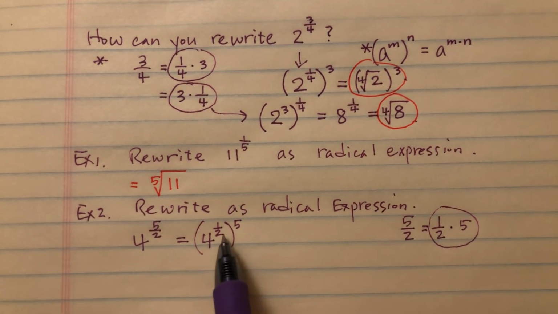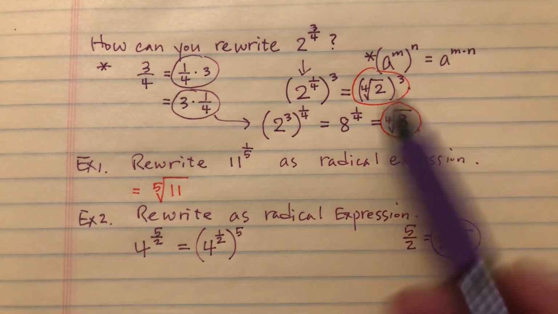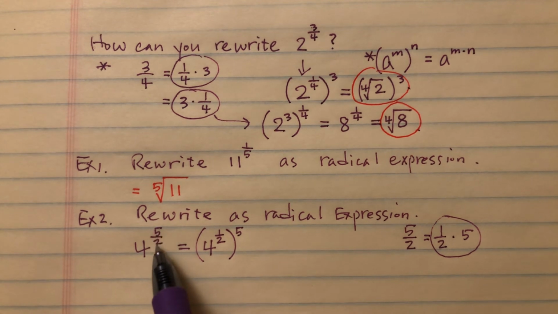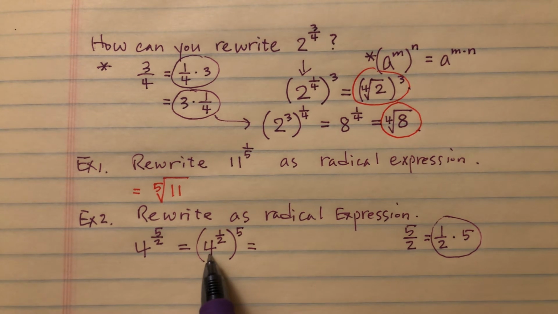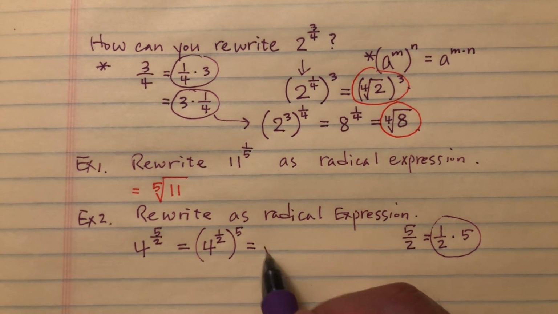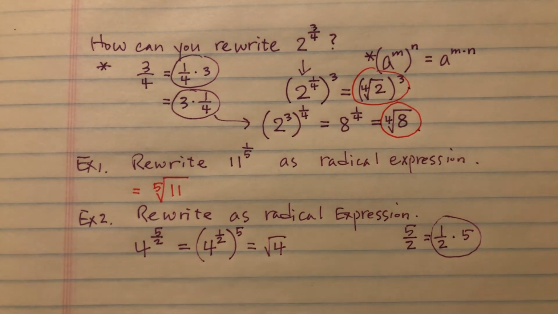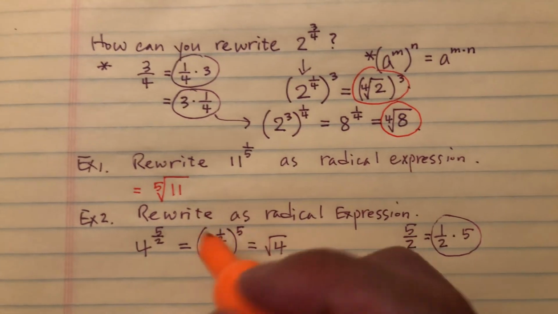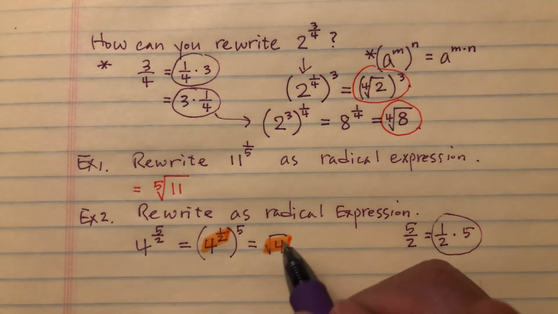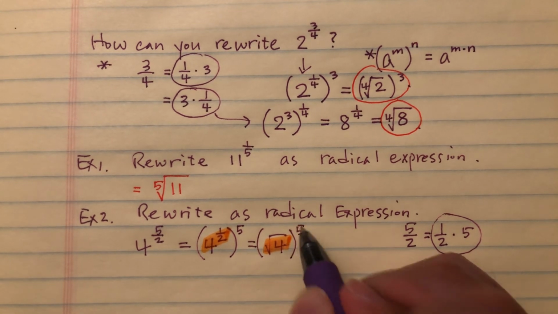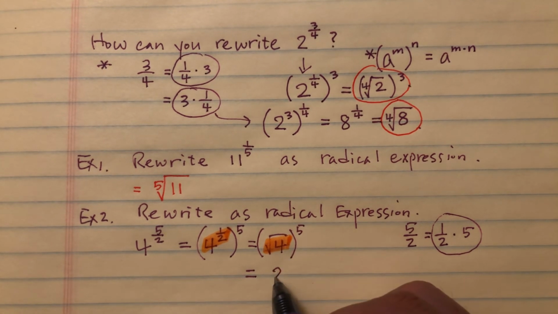So this becomes, since look at the rule, right? Remember the rule we have? Inside, outside, you multiply the exponents. So we multiply and it becomes 5/2, right? And then we know the 4 to the 1/2, isn't that the same thing as the square root of 4, right? And then we have the 5th power outside. But what is the square root of 4? Isn't that the same thing as 2?